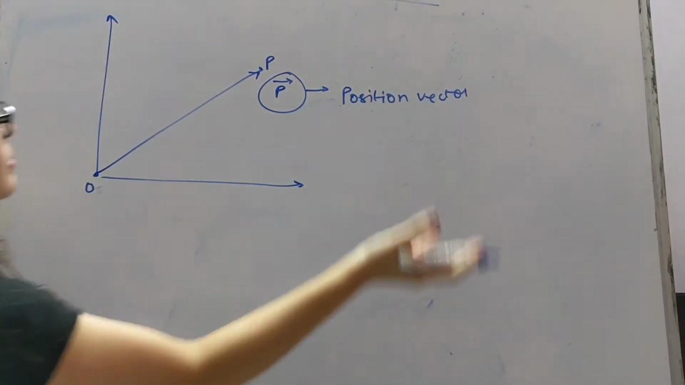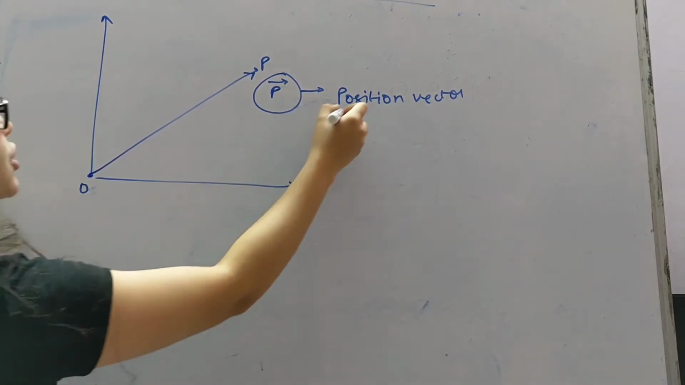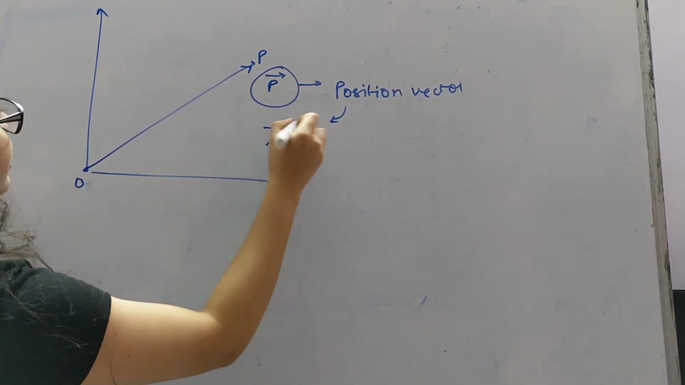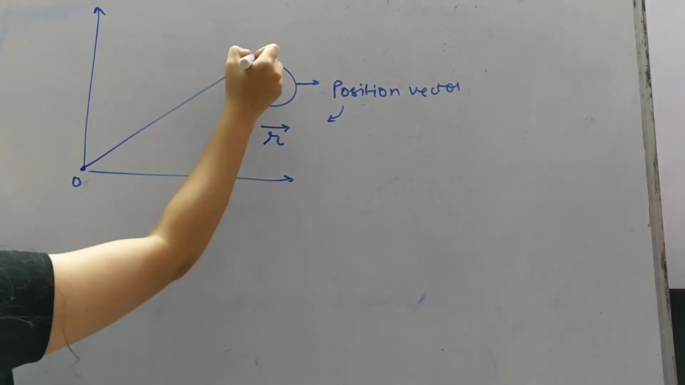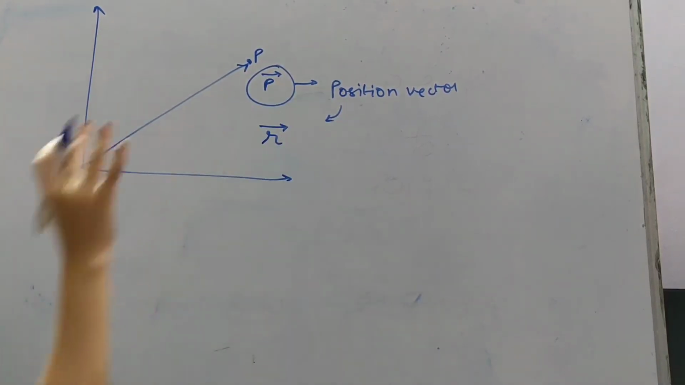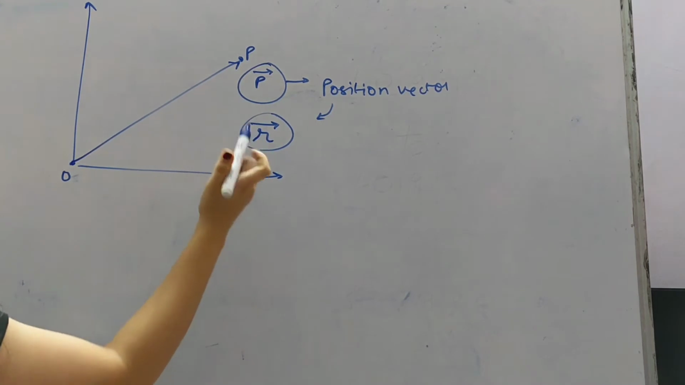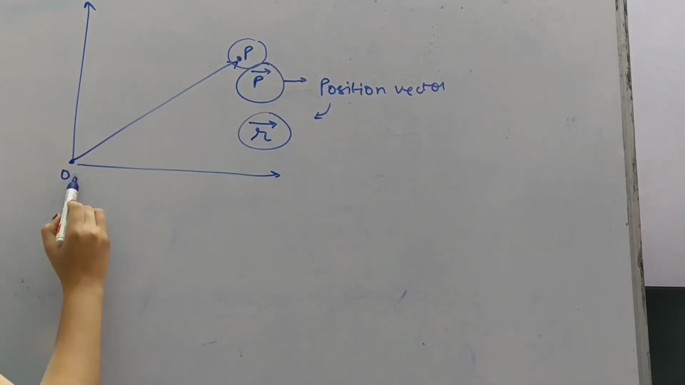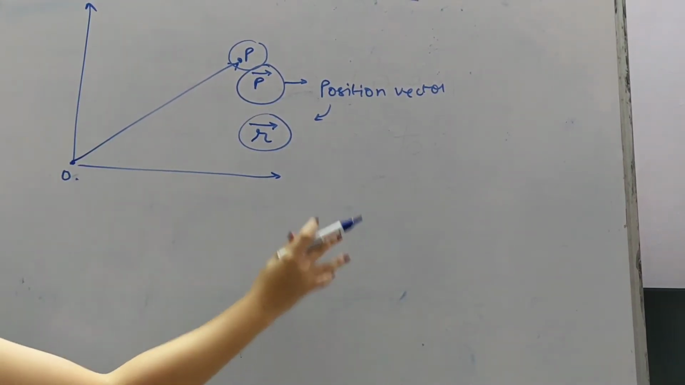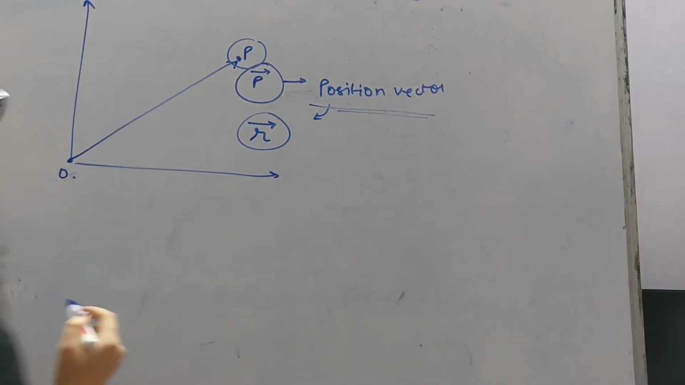Usually we don't call it P vector. The common representation of a position vector is R vector. It gives the position of point P in a plane. So a vector that gives the position of a point P from the origin in any plane is known as a position vector.